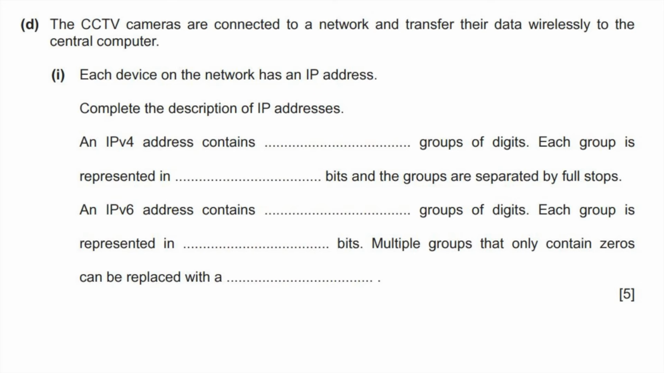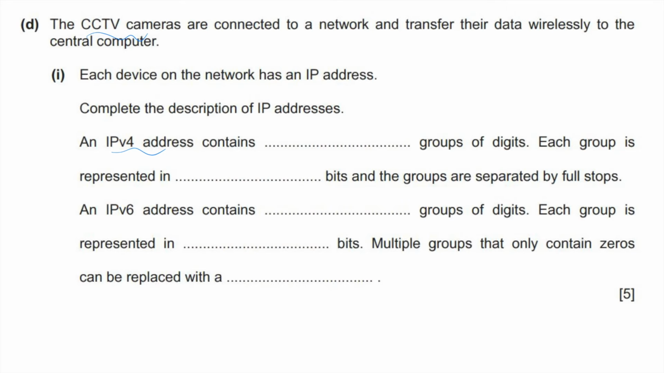So right here we have an A-level question, and it basically asks us to fill in the blanks for some of the characteristics of IPv4. The beginning of the question is: the CCTV cameras are connected to a network and transfer their data wirelessly to a central computer. And this involves IP addresses, so we need to address some of the basics of IP addresses.